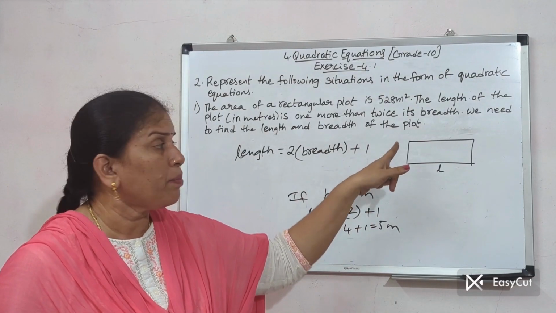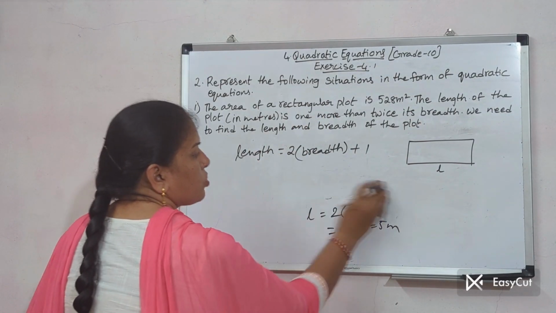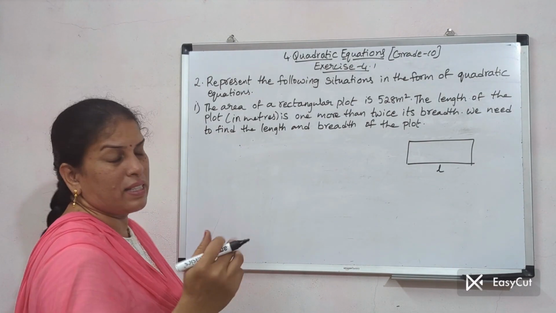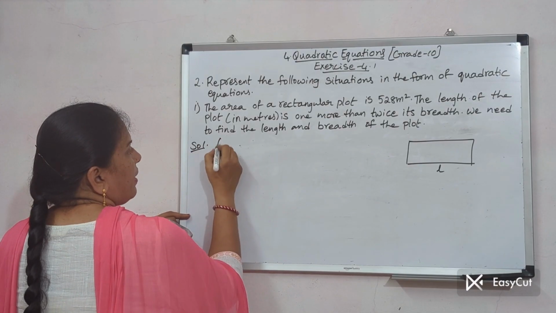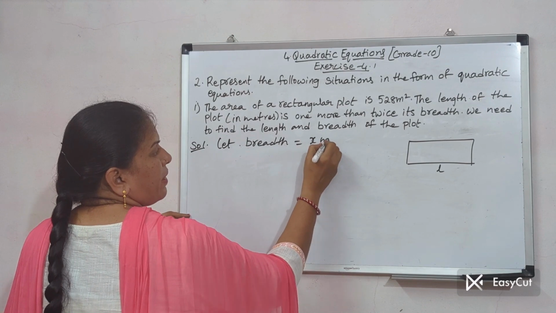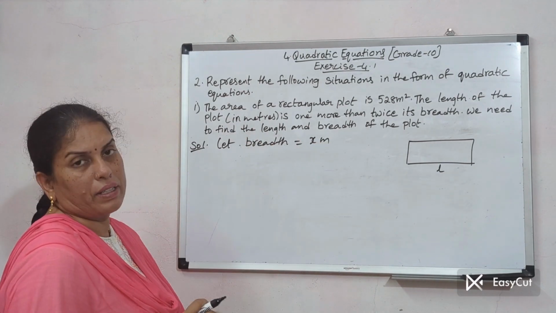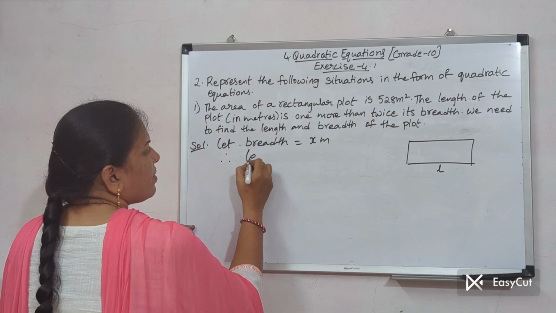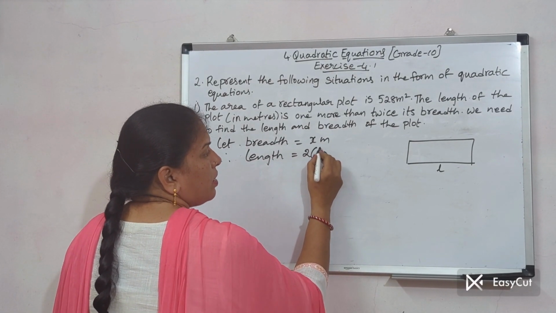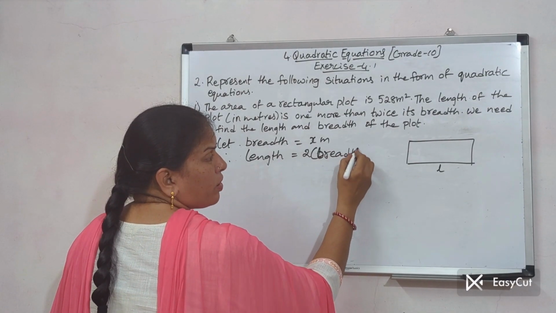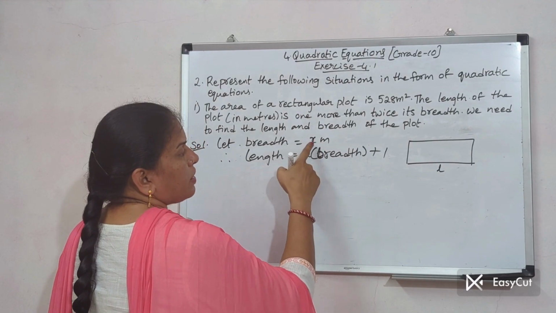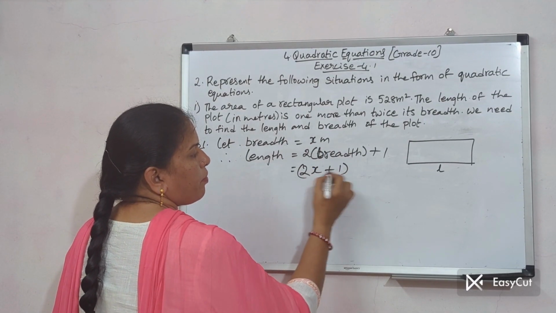But in the question, did they give breadth? No, they have not given breadth. So, what should we do? Let breadth be equal to x. Solution. Let breadth be equal to x meters. They gave in meters, so that's why I am writing in meters. Therefore, length is equal to twice its breadth, and 1 more they told, plus 1. Okay? So, 2 into breadth means how much? 2x. 2x plus 1 meters.